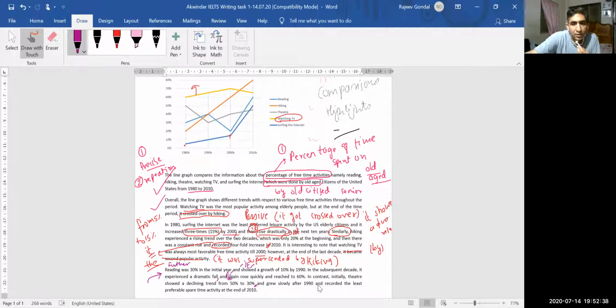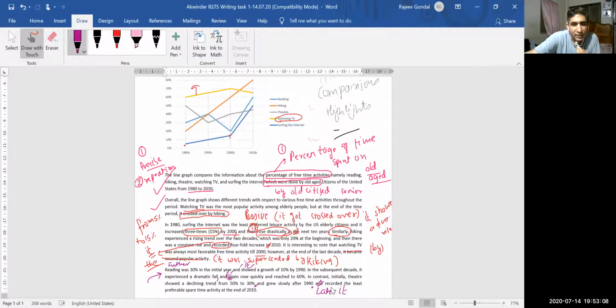There are too many "and"s here. Just put a full stop here. Later, it recorded least preferred spare time activity 2010. So put a full stop here. Don't put too many "and"s in the same sentence. You can write like this: later, it recorded the least preferred spare time activity at the end of 2010.